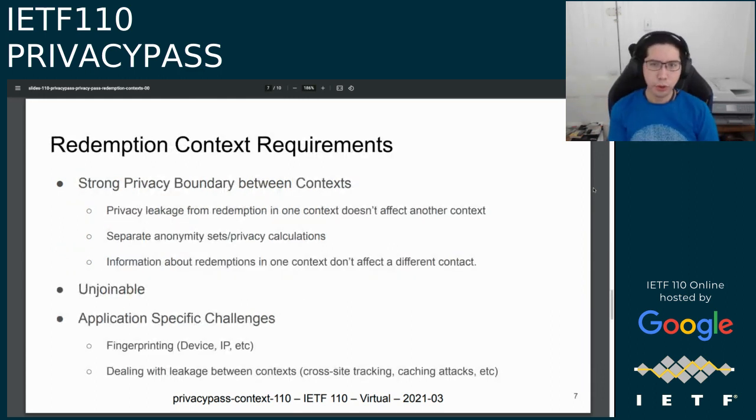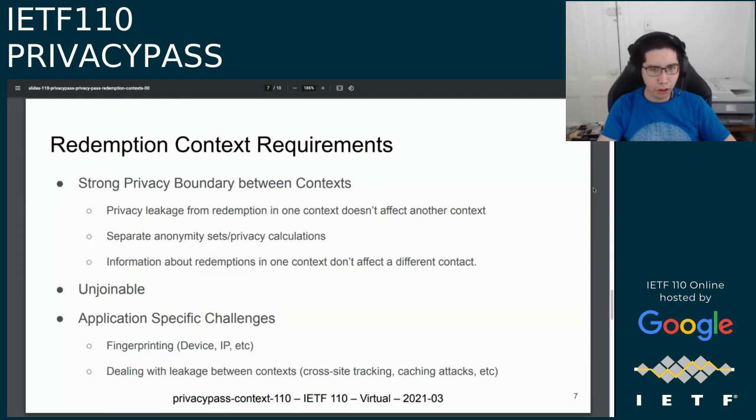So some of the requirements you actually need to be able to use these sorts of contexts to subdivide our identity spaces: you need these strong privacy boundaries. If there's any way of leaking information from one context to another, you get the issue where over time that leakage is enough to leak all the issuer redemptions from one case to another. And you really need this strong boundary that redemptions don't affect another context in any way. This includes caching or reusing previous redemptions.